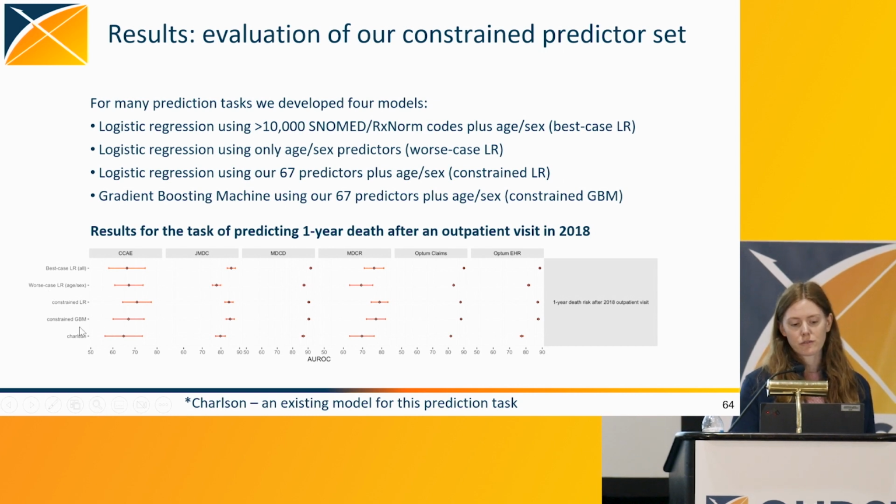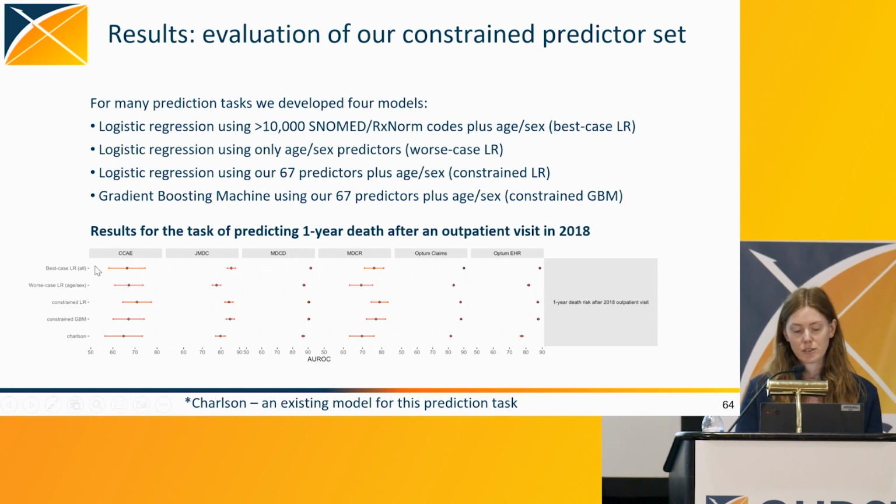The third and fourth rows are the constrained model. This is when we're just using the 67 predictors we just found, plus age and sex. And then the bottom one is the Charlson Comorbidity Index, the existing model for this task. Each column here is a different database, and the number you find here is the AUC, a measure of how well the model does in terms of discrimination. The closer that is to 100, the better. So the further to the right these dots are, the better.